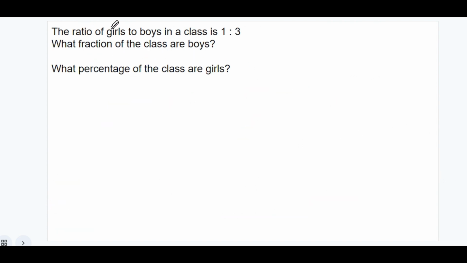The ratio of girls to boys in a class is 1 to 3. So we need to write the ratio again over here, that is 1 to 3. What fraction of the class are boys? This is a bit different question, but very easy. The fraction of boys will be 3 out of the total, that is 1 plus 3 equals 4. So the fraction of boys is 3 out of 4.